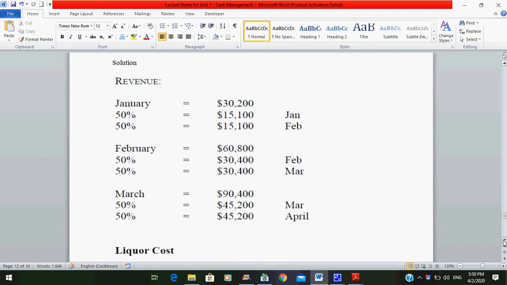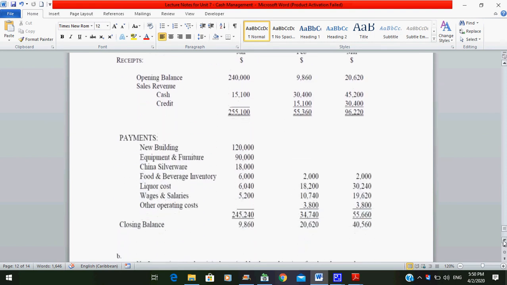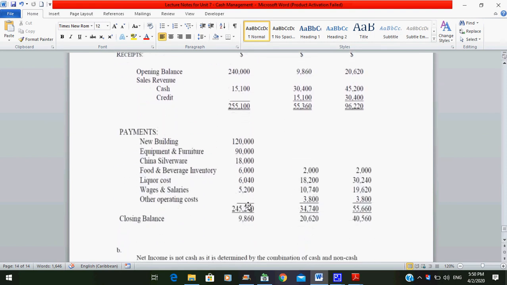All right, so we're going to continue. The reason why there's no 3,800 for operating costs in January is because it said that other operating costs will be 3,800 a month, to be paid in the month following when it was incurred. So the amount which was incurred in January will be paid where? In February. So that's why you don't have any for January, right? Then your total payments or cash disbursements will be 245,240. You subtract these payments from your receipts, and that will give you 9,860 now, which is your closing balance for January.